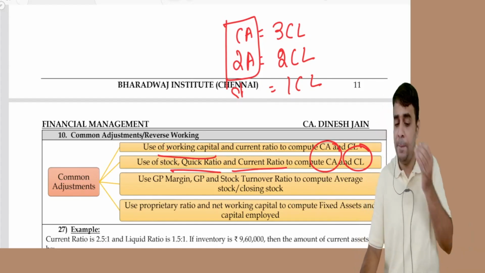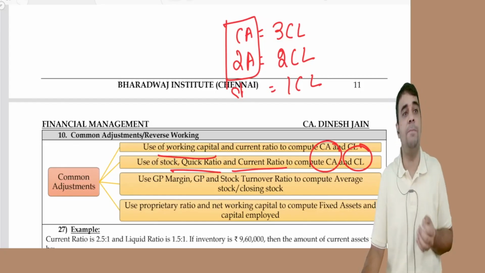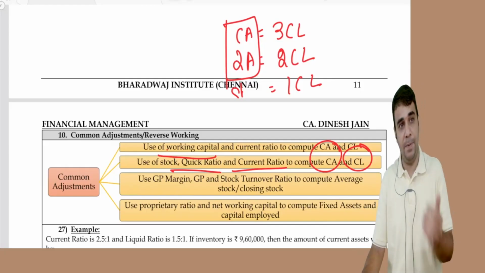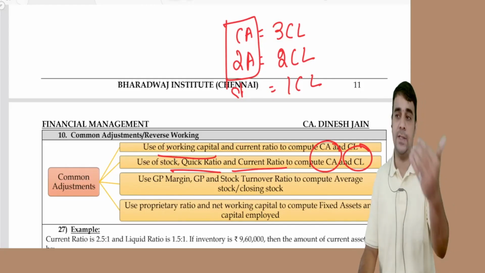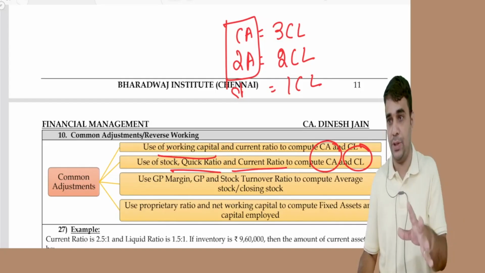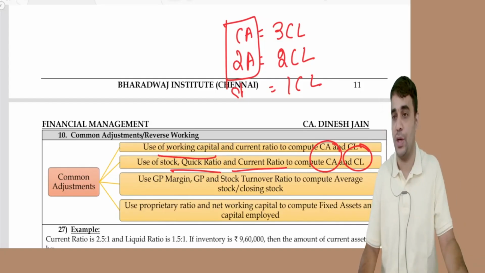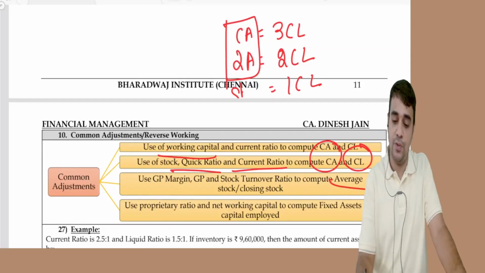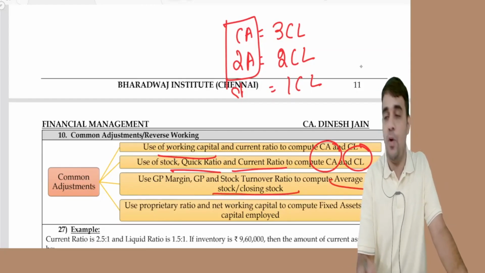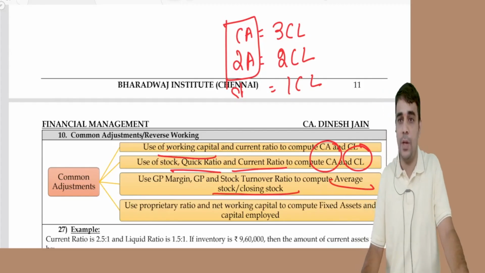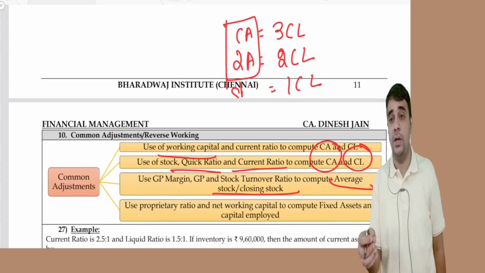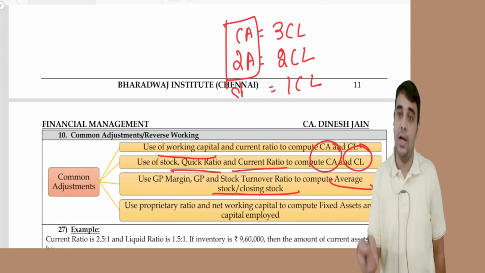Third, GP margin is given. GP is given in the question, or GP is computed by us. GP margin, GP computation, or sales computation, or COGS computation, and then use the stock turnover ratio. This will give you average stock. If no information, closing stock. Or they have given you closing stock and the stock turnover ratio, you calculate the COGS and then go to sales.